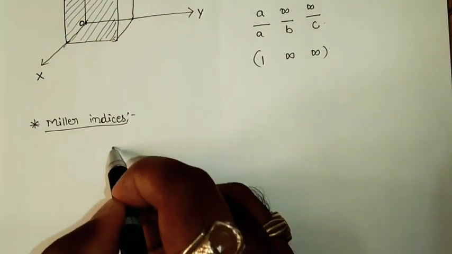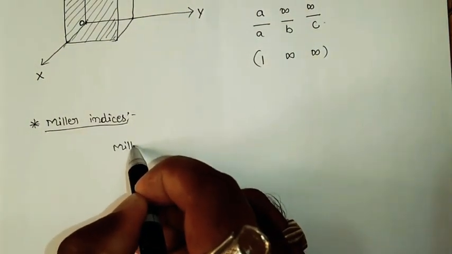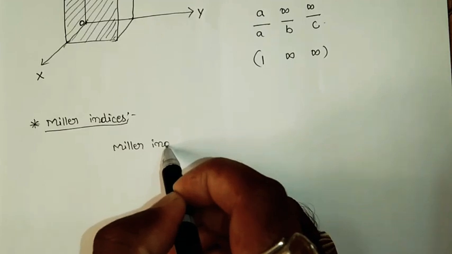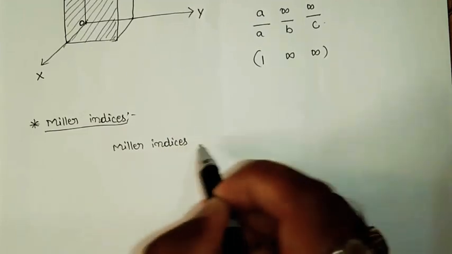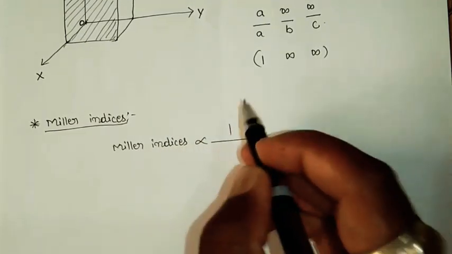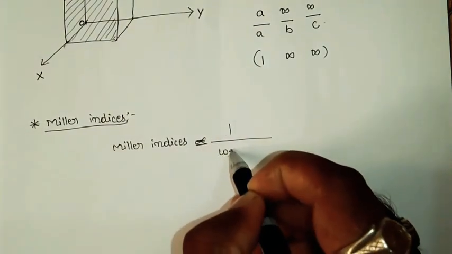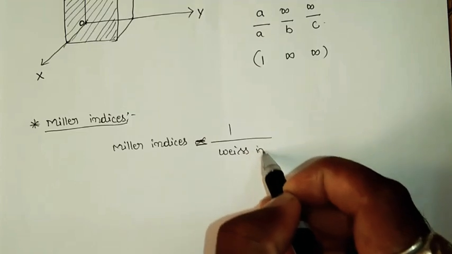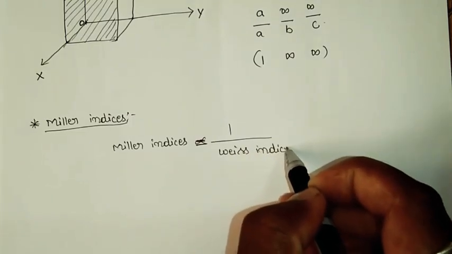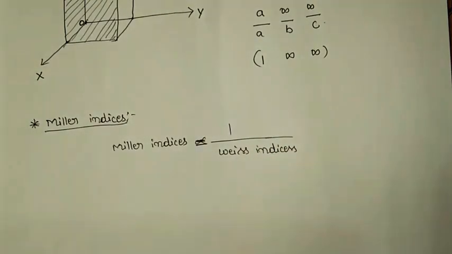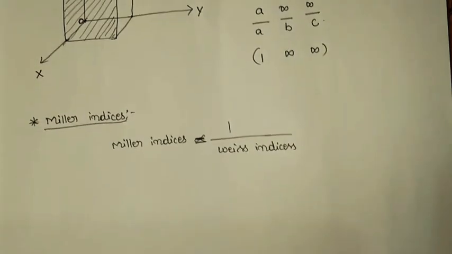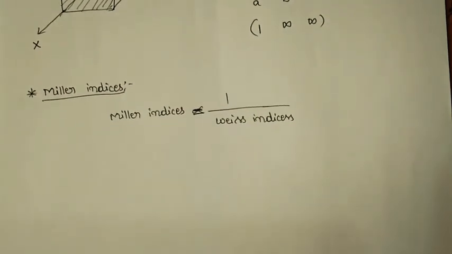In actual sense, the Miller indices are the reciprocal of the Weiss indices. So once you calculate the Weiss indices, it is very much easier to get the Miller indices. Now we shall see how to get the Miller indices by knowing the values of the Weiss indices.